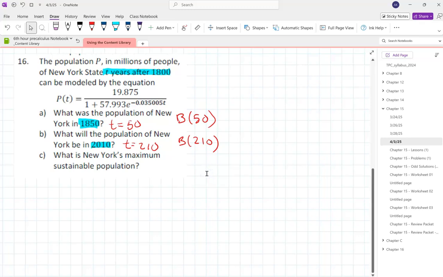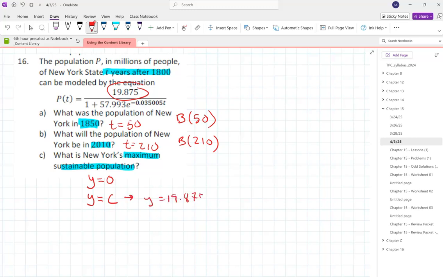And then part C asks, what is New York's maximal sustainable population? So that's going to be one of the asymptotes. If I look at the P of T, I notice that's a logistic equation. So the asymptotes are always y equals 0 and y equals c, and the c is just the numerator. So the maximum sustainable population would be 19,875,000, because again, P is in millions of people.